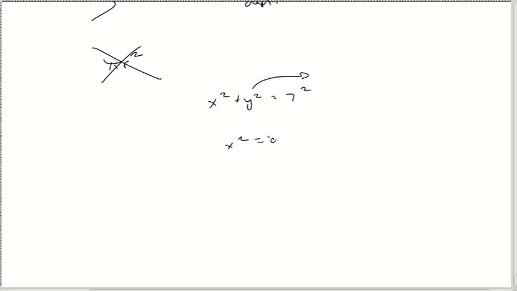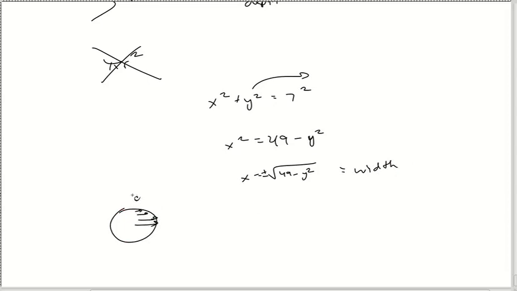So x squared is equal to 49 minus y squared. I'm going to square root both sides. And when you square root both sides, remember there's a plus and minus. I don't really talk about it very much, but that's important. This x is your width. So on a circle, it's giving the width at any moment, from the middle, of course. Because there's a plus and minus, that's the plus side, and this is the minus side, right?